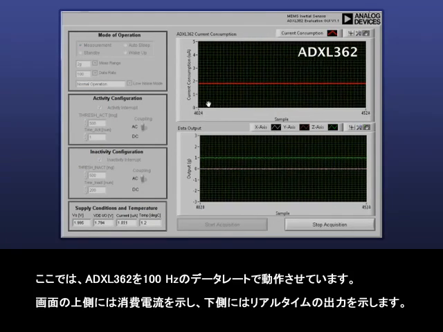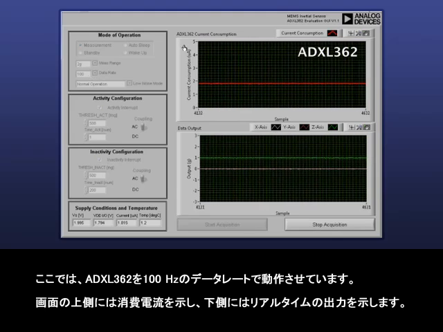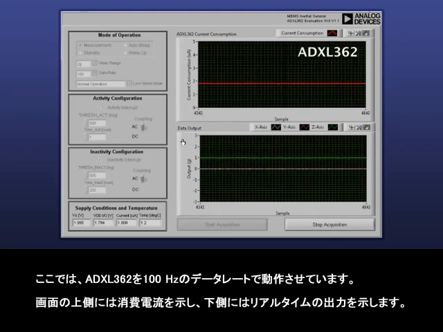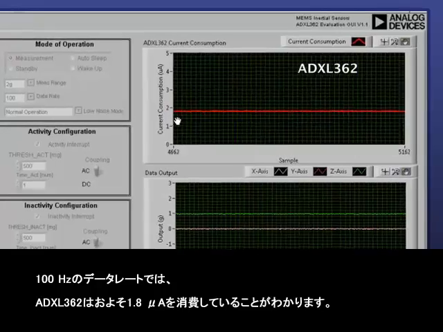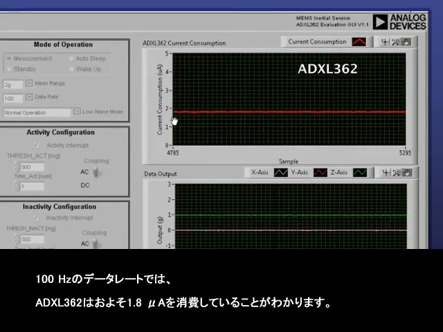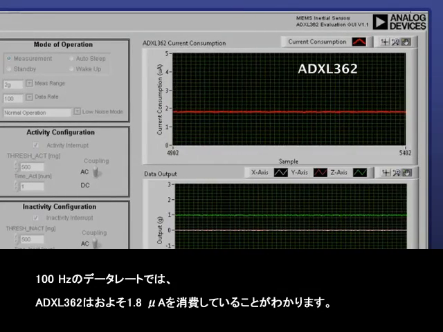I've got the 362 running here at 100 Hz data rate, and I've got the screen showing the current consumption here at the top and just real-time output here at the bottom. So we can see at 100 Hz data rate, the ADXL362 is consuming about 1.8 microamps.